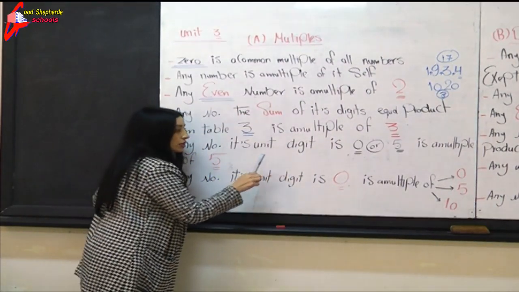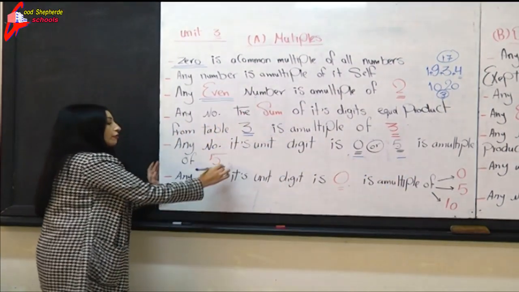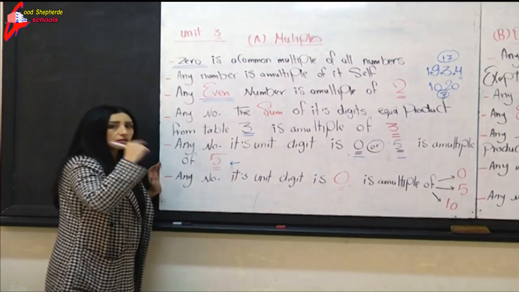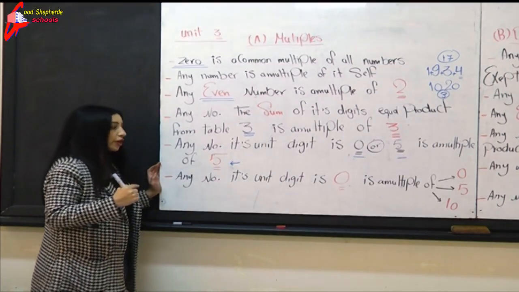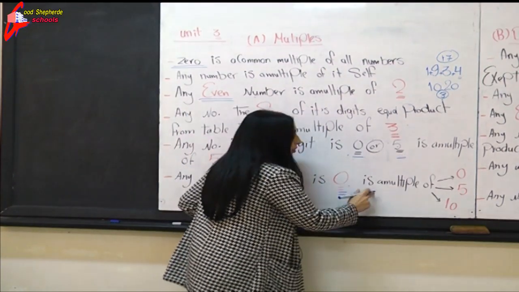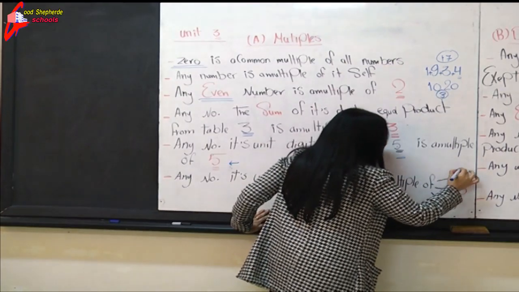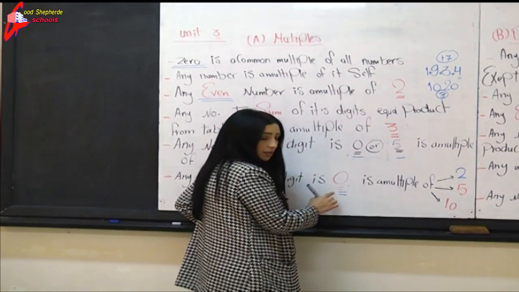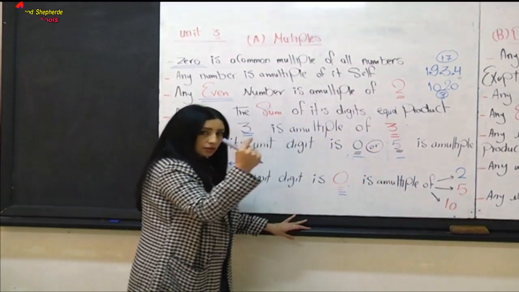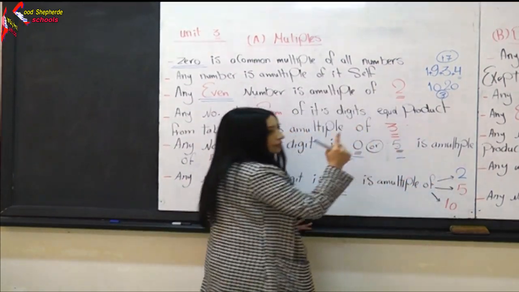Any number whose unit digit is 0 or 5 is a multiple of 5. You know, in table 5 the unit digits of the results are 5, 0, 5, 0, and so on. Any number whose unit digit is 0 is a multiple of 2, because it's an even digit, of 5, because table 5 has 0 and 5 at the units place, and of 10.